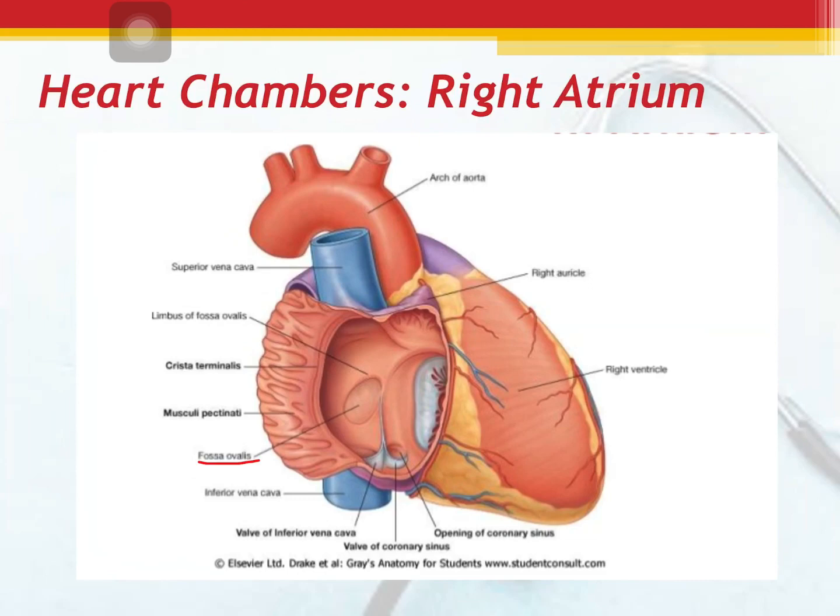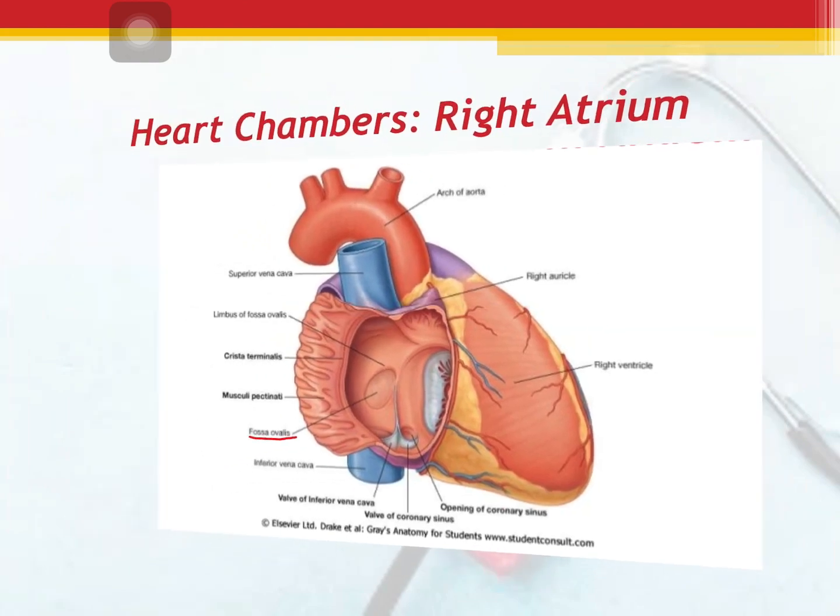This illustrates the right atrium. You have the fossa ovalis. Again, it is a shallow depression that marks the foramen ovale, which is an opening only seen in the fetal heart.